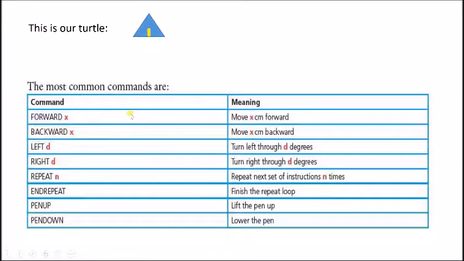Now, what are the commands? Here are the commands, and this is our turtle. This is the head of my turtle, and this is the tail. The basic commands are forward X, backward X, which is the movement in the two basic directions, left D and right D, where D is in degrees, repeat N with end repeat to make some steps repeated in the same sequence, pen up and pen down to work with the lines and to make them invisible or visible. Now let's see each command in private.